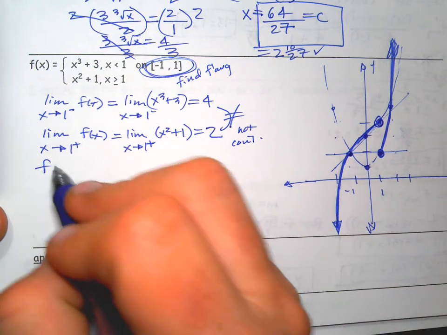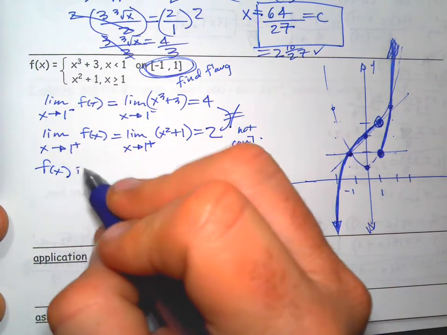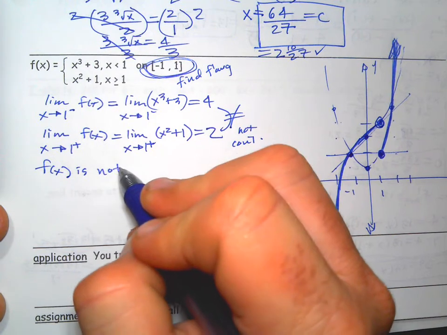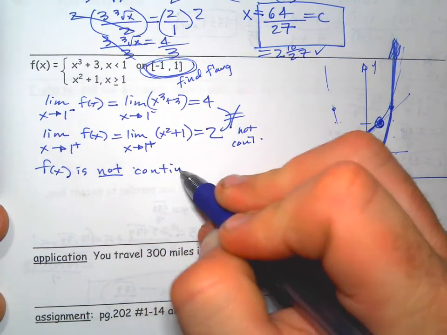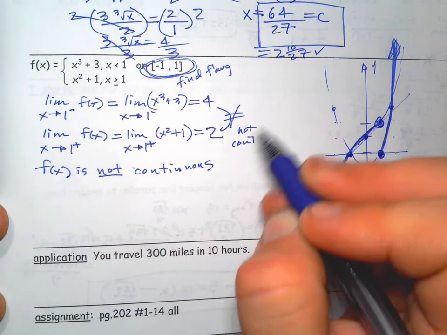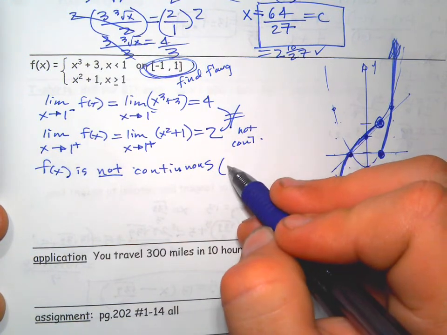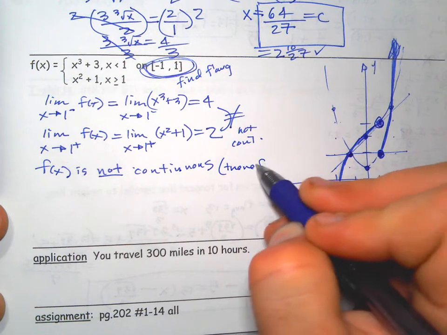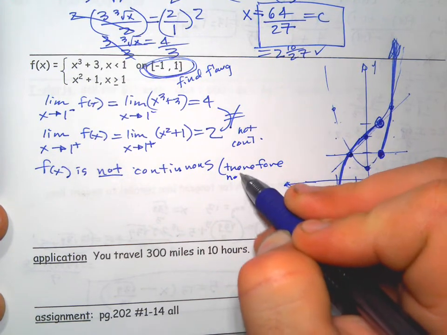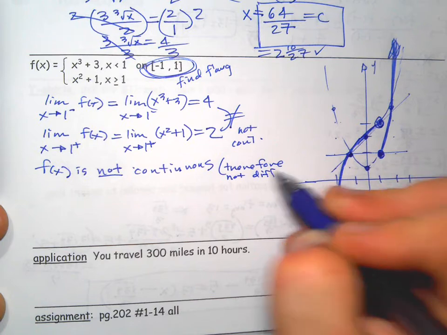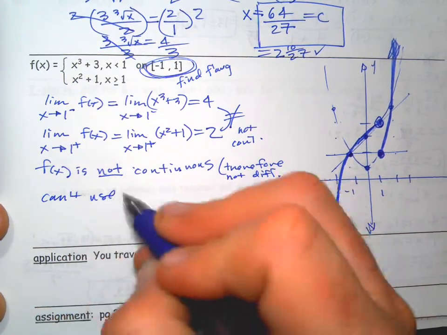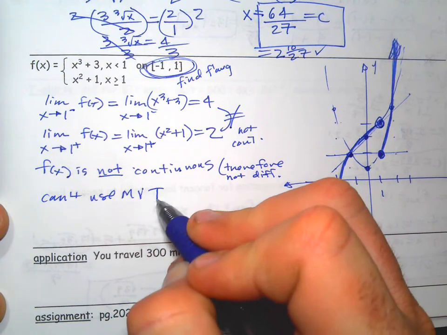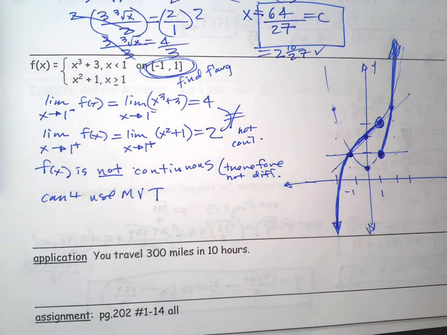So on your homework, you might get some problems where you need to just say, hey, I can't do mean value theorem. And support your decision. Tell me why, maybe have some work. It's not continuous, therefore it's not differentiable either, which doesn't even matter. Okay. So we can't use mean value theorem. Okay. Can't even get the average slope. Okay.